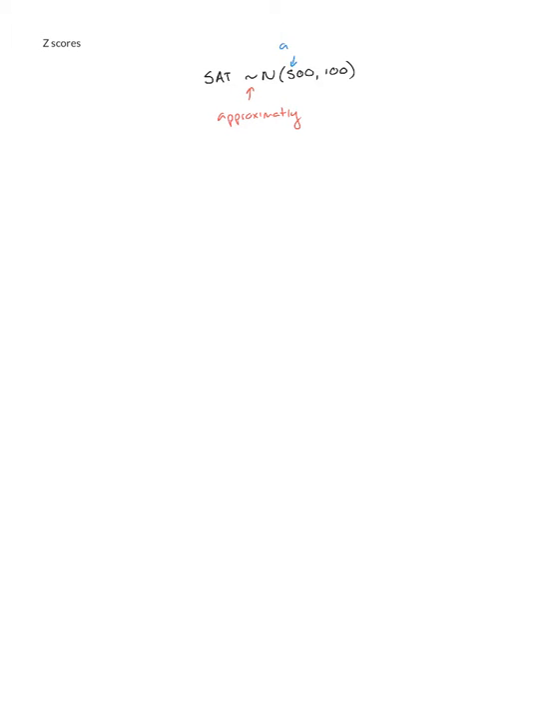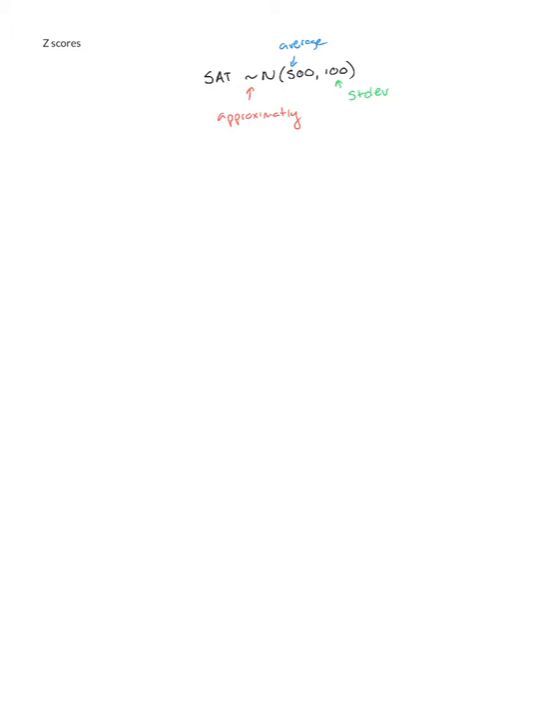This right here tells us our average. And this right here gives us our standard deviation. So SAT score is approximately normal, average of 500, standard deviation of 100. This is per test, so per subject test.